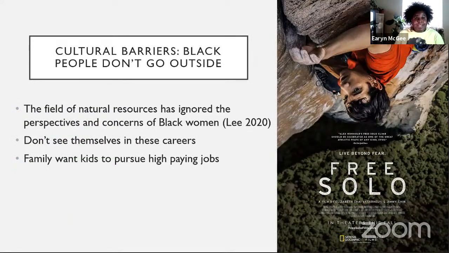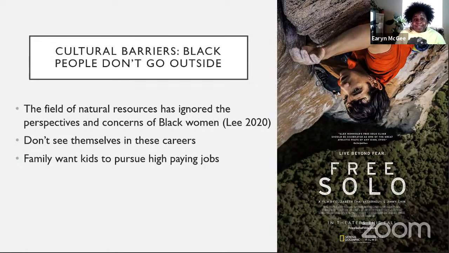And finally, we're getting into cultural barriers. So Black people don't go outside, which is obviously not true. But here on the right, we have a picture from the Free Solo movie. And so this was about a white rock climber who is climbing up this huge mountain without any supportive gear. So if he falls, he falls. There's nothing to catch him. And so some Black women or Black people in general might look at that and be like, oh, we don't do that. That is not for us.